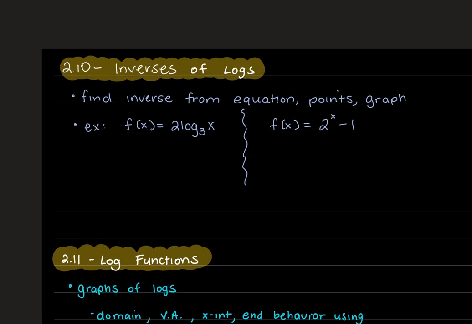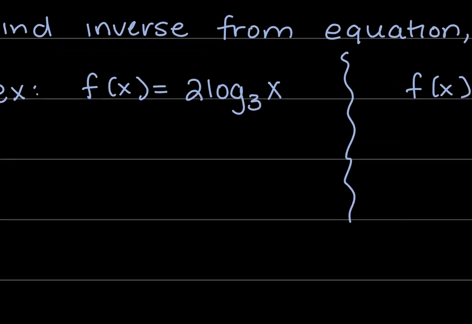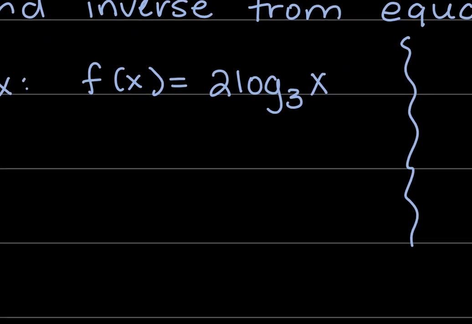Okay, then came all the stuff after the quiz. So 2-10 was inverses of logs. You could see something like this where it says, here's a function, find the inverse from an equation, from points, and from a graph. So let's practice from the equation. If I gave you f of x equals 2 log base 3 of x, then to find the inverse, what do we do first? We're going to make it y. Then we're going to switch the x and the y.